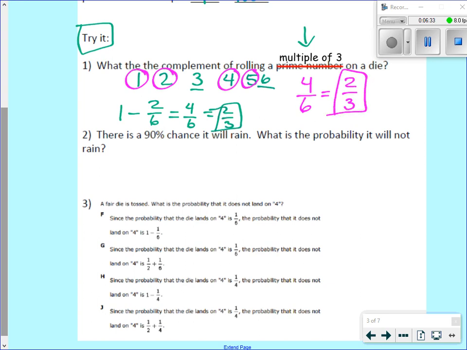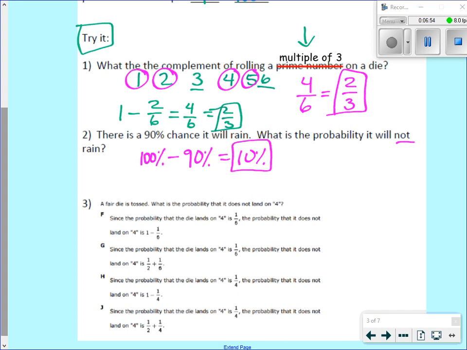Number 2, there is a 90% chance it will rain. What is the probability it will not rain? So probability is out of 1, or 100%, minus your 90% equals 10%. This is the probability it will not rain.